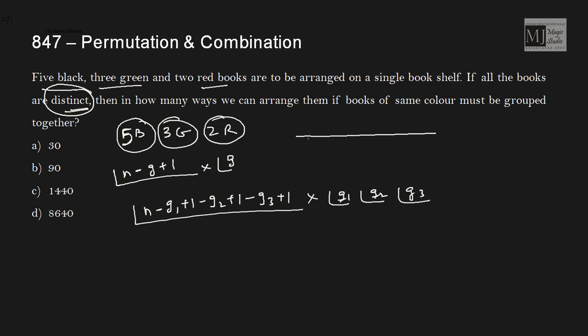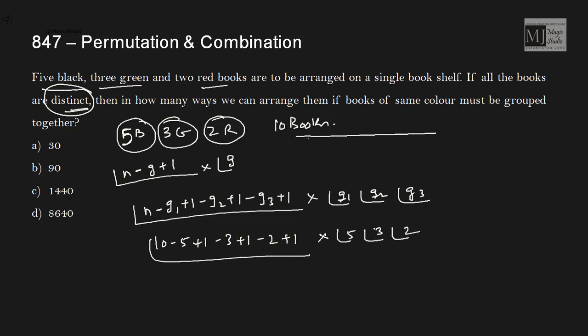So we have 5 plus 3 plus 2, that is 10 books. So that would be 10 minus 5 plus 1 minus 3 plus 1 minus 2 plus 1 into factorial 5, factorial 3, factorial 2. So that will give us factorial 3. Factorial 3 is 6, into 120, into 6, into 2. 36 into 2, 72 into 12, 4, 14, 16, 1, 8. That is 8640.